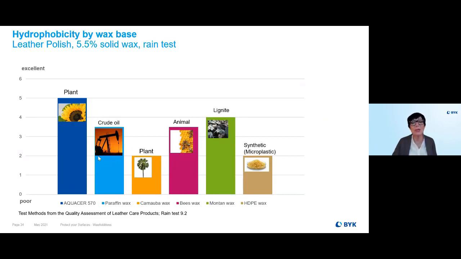Carnauba wax is used here as well, but wouldn't give you such a good water repellency. Beeswax does a good job, similar to the paraffin wax. Montan wax can be used here as well, but even here the image is not as good if you think about the consumers. And high density polyethylene becomes microplastic, so even here we have some image issues.